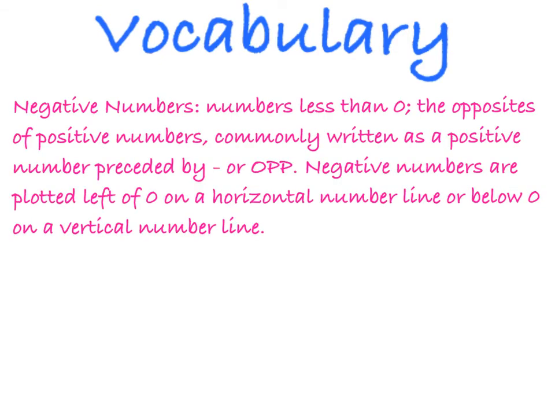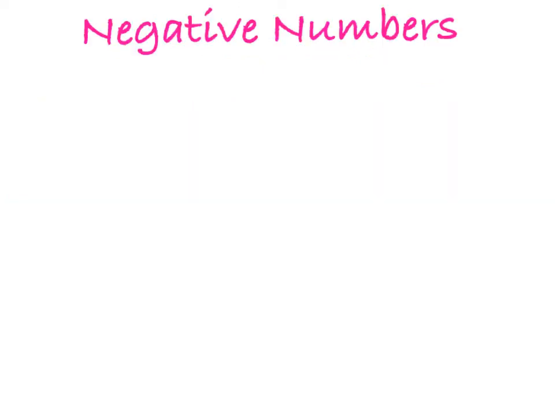Negative numbers. These are numbers less than 0, the opposites of positive numbers, commonly written as a positive number preceded by a negative sign or OPP. Negative numbers are plotted left of 0 on a horizontal number line or below 0 on a vertical number line. Now, let's spend some time looking at how negative numbers are related to positive numbers when plotted on a number line.